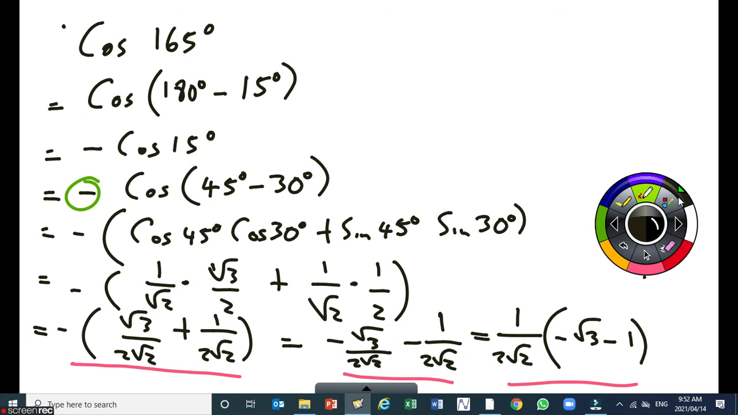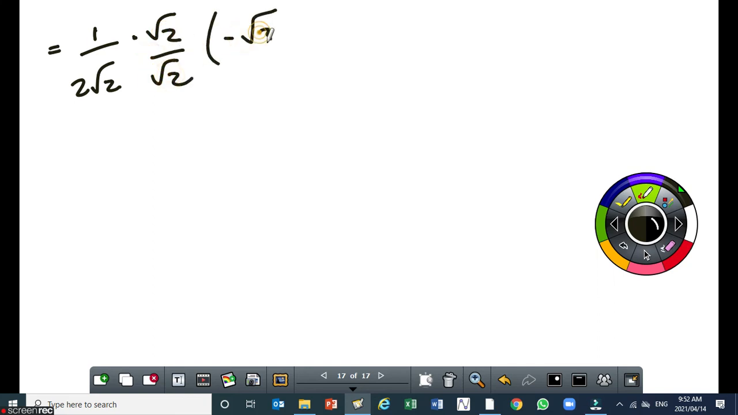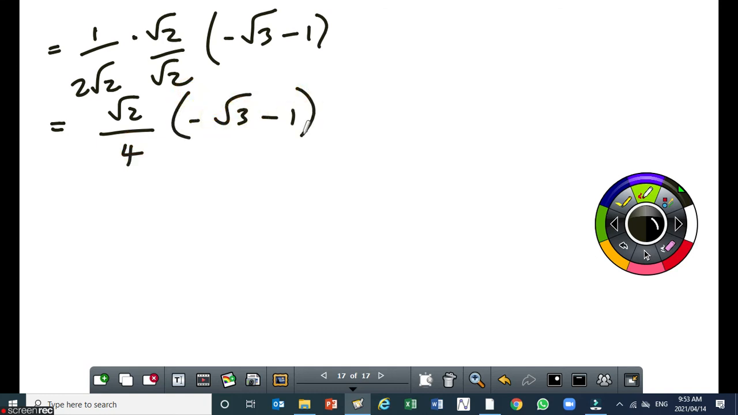So you can do that. Okay. So next page, I can write that as 1 over 2 square root of 2 times square root of 2 over square root of 2 multiplied by minus square root of 3 minus 1. So that will give me square root of 2 over 4 times minus square root of 3 minus 1. Okay. I can leave it like this.